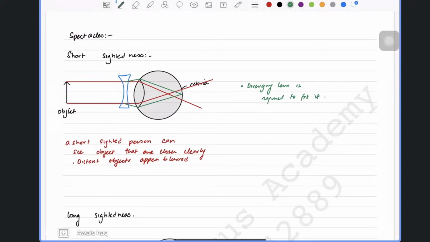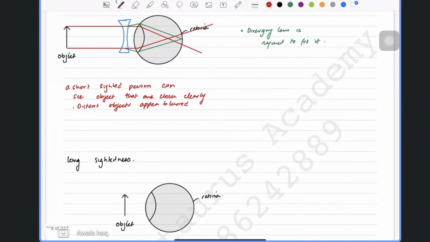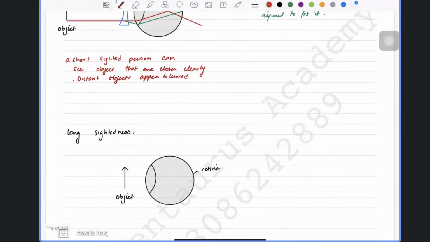Okay, so in long-sightedness what happens is that a long-sighted person, hello Caroline, how are you? can see distant objects clearly, but closer objects appear blurred.